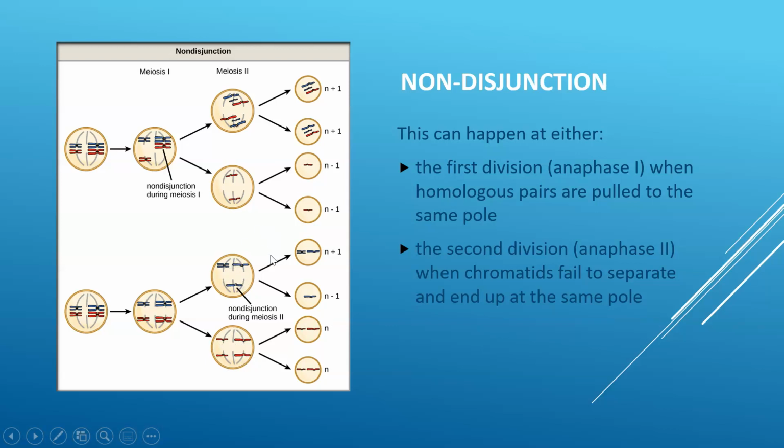Okay, so here we've got normal disjunction or non-disjunction. When you look at the outcomes, you can see here we've got 2 single chromosomes, but here we've got 3 chromosomes. Okay, so you've got your N+1 or you've got your N-1s. Here we've got 2 normal cells, so 2 Ns, so these have got 1 less, and here you've got 1 with 1 less and 1 with 1 extra.